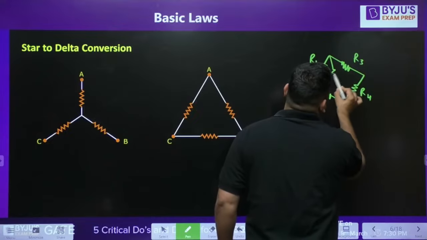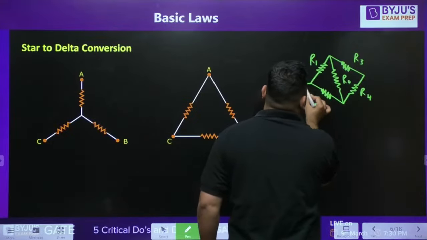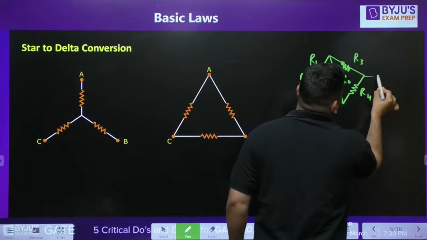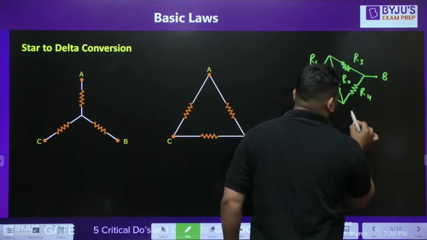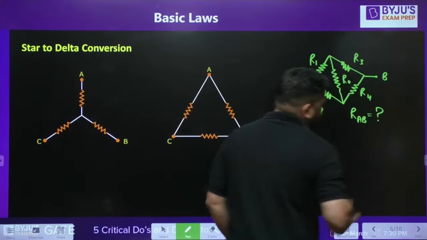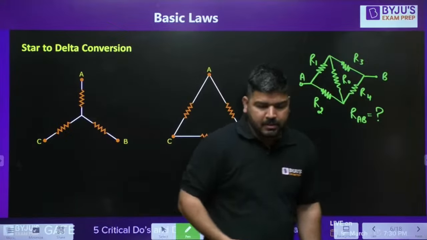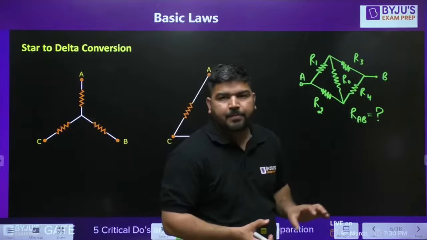And there is a bridging branch R0. This point is A and this point is B. Now let's say you want to calculate RAB. How to calculate RAB? I told you that this bridge will be balanced. We call it Wheatstone bridge.